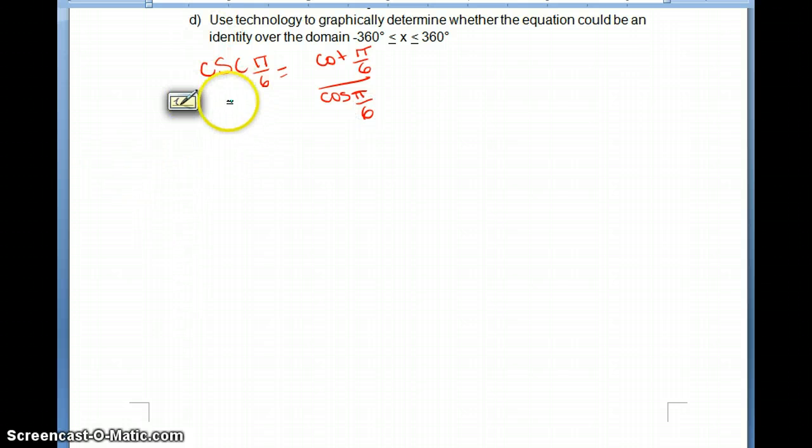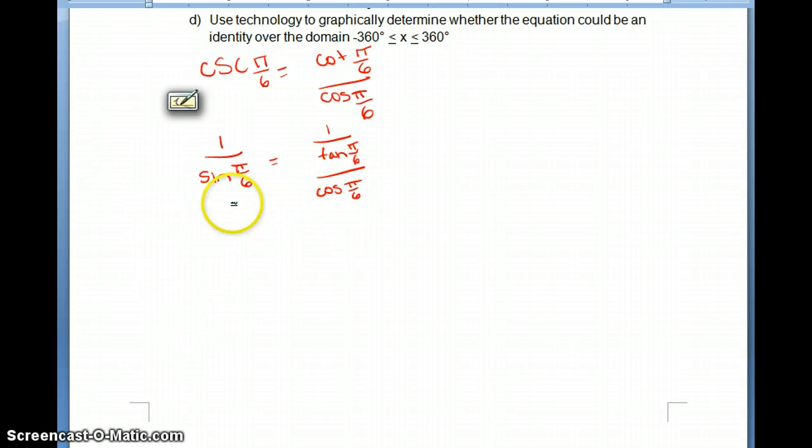Okay. Here I want to change all of this to our primary trig functions, so I'm going to rewrite this as 1 over sine of pi over 6. That is equal to 1 over tan of pi over 6, divided by cosine of pi over 6. There we are. So now I can fill in our values there.